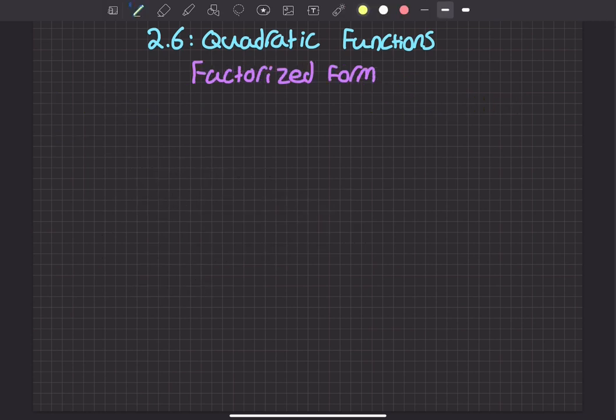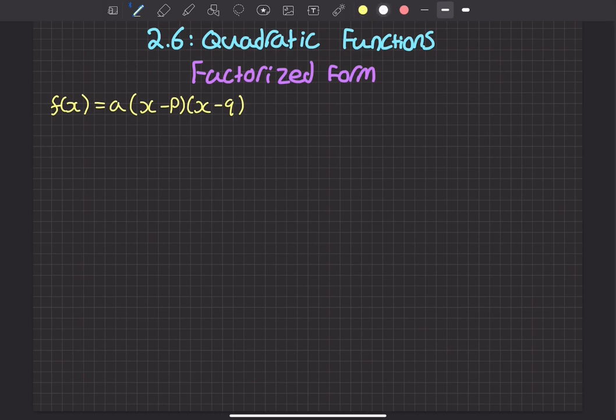And next we have our factorized form, which is yet another way of expressing a quadratic function. This is in the form of f of x equals a(x minus p)(x minus q). Okay, and what are these letters here?